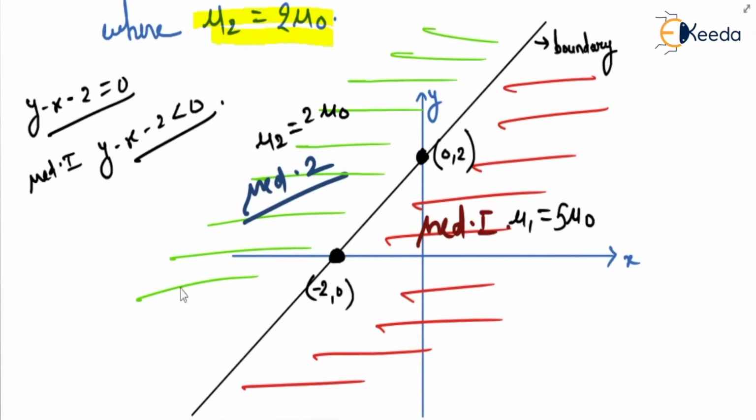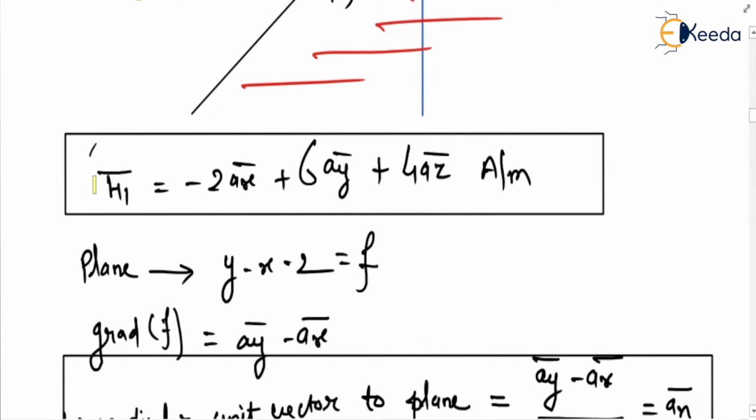So this is the boundary given. This boundary is y minus x minus 2 equal to 0. In this region, medium 2 is present where mu2 is 2 mu naught, and in this region, medium 1 is present where mu1 is equal to 4 mu naught. So this is the boundary which is given here. In this case, magnetic field H1 is given as minus 2ax plus 6ay plus 4az ampere per meter.